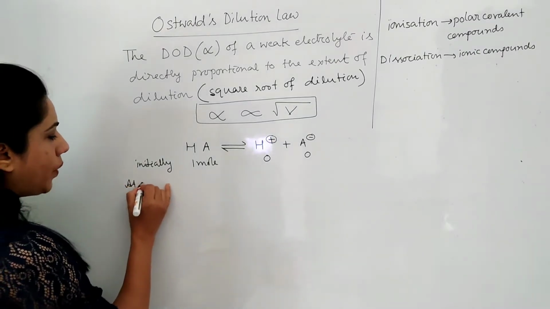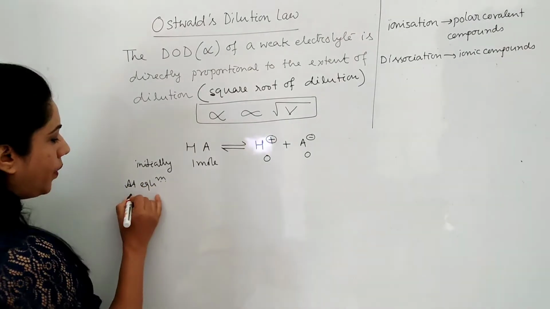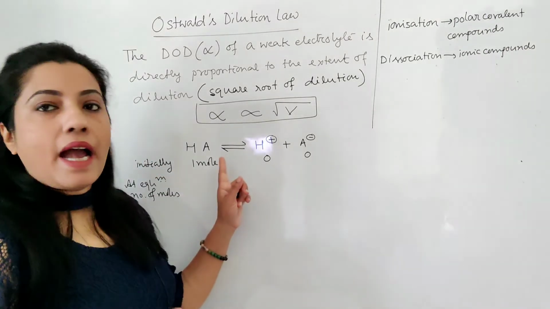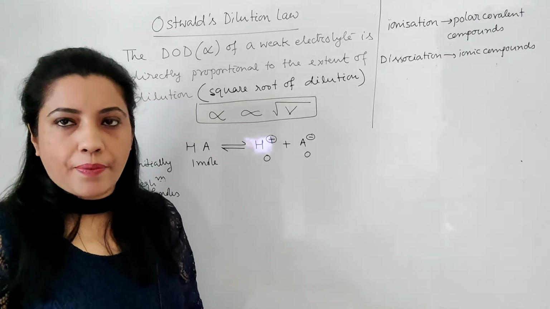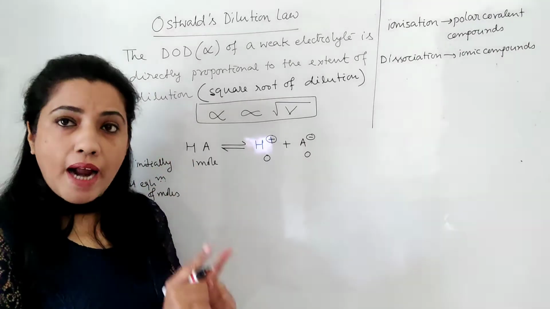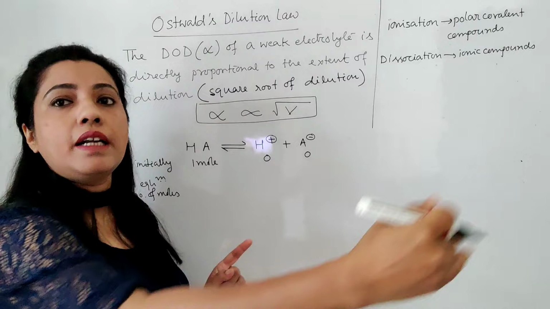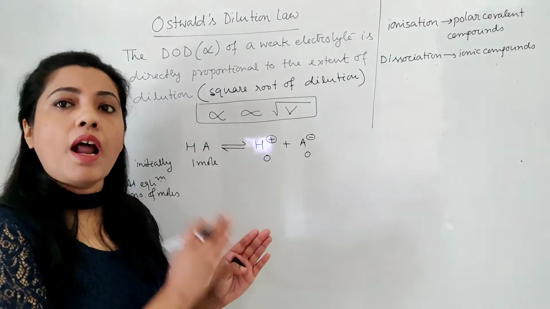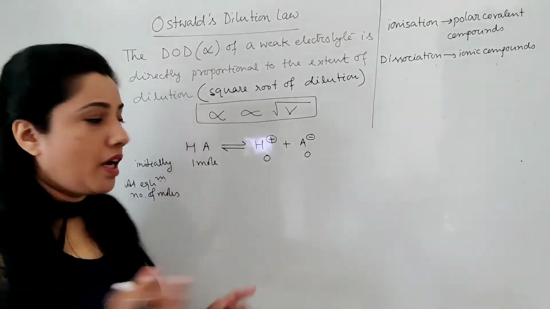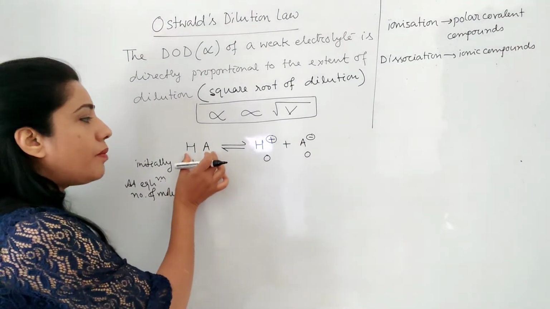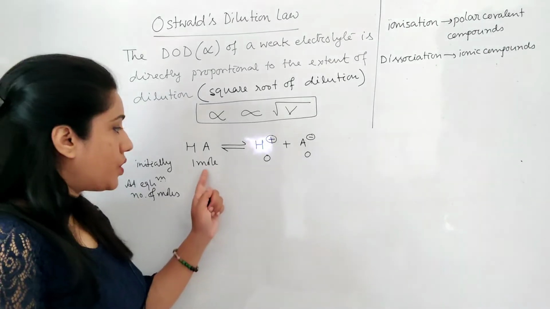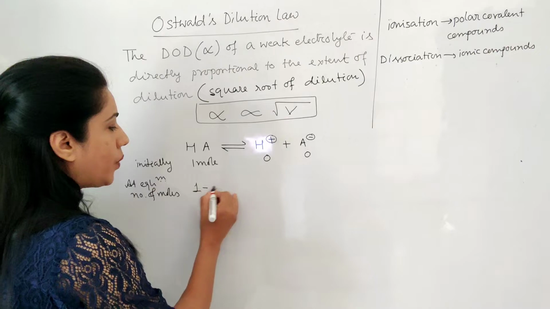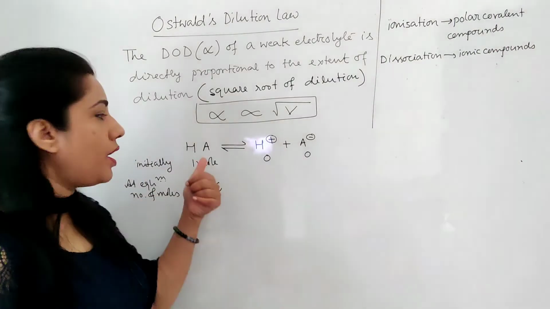Now suppose at equilibrium, we will calculate the number of moles. Suppose the degree of dissociation is alpha. Now what does alpha mean? From 1 mole, alpha is getting dissociated. Degree of dissociation is alpha means from 1 mole, alpha mole is getting dissociated. So at equilibrium, how many moles of HA will be remaining? It was initially 1, alpha got dissociated. So remaining moles at equilibrium will be 1 minus alpha for HA.